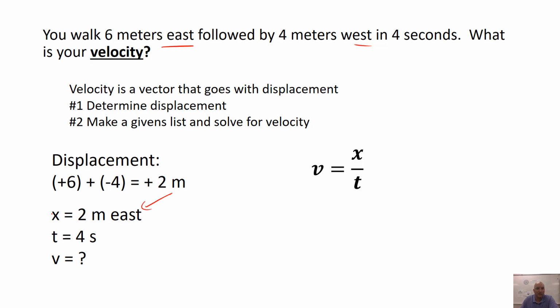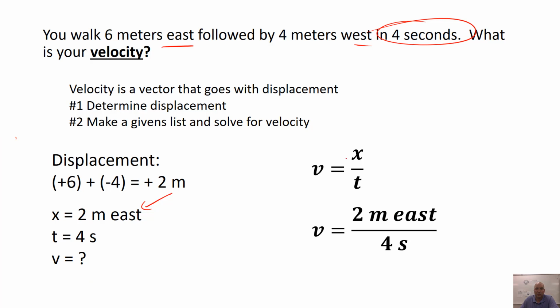And now we make the givens list. We complete this givens list. We add the 4 seconds, and then the question itself is what is your velocity. So we want to make sure we have that question, and that gets us to the equation. From there, we're going to plug in our variables. And I just left the east. Often if I was doing this problem, I'd leave everything off until the very end, but I'm just showing you that meters and east is in this variable, and that's what turns into this right here.